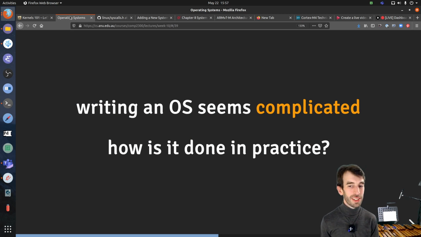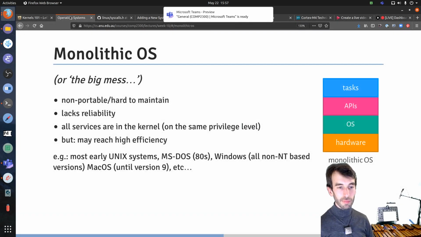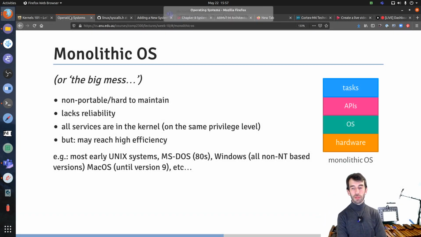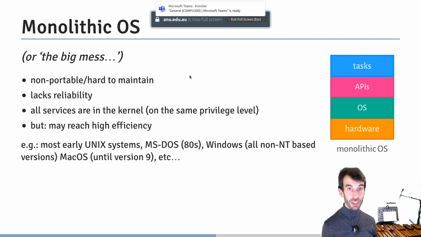So OSs are probably complicated things. We're going to talk a little bit about the structure of an OS, the structure of a kernel, and the different approaches that could be taken. A kind of simple structure for an operating system is what's called a monolithic structure.